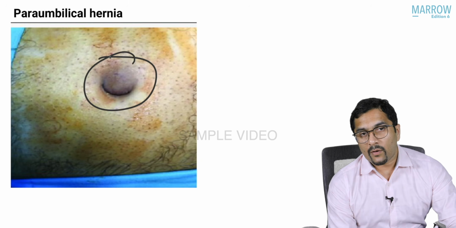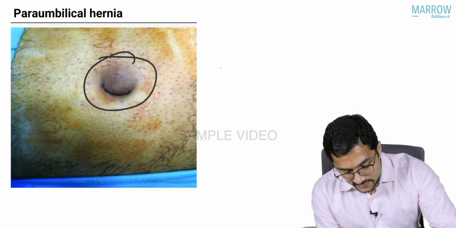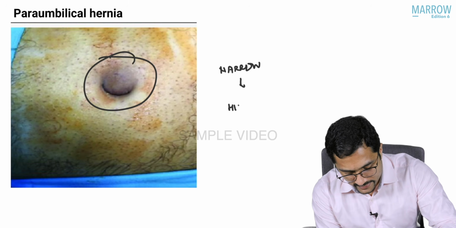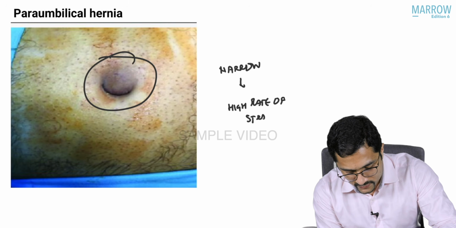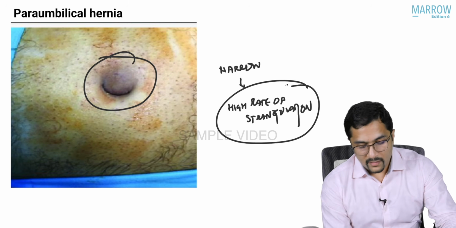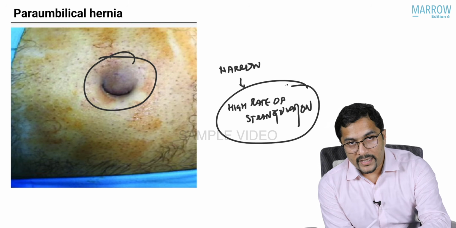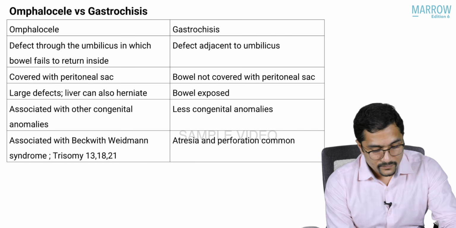Paraumbilical hernia is when the umbilicus forms one of the boundaries of the defect. This is a narrow defect. There is a high rate of strangulation in these patients, and all paraumbilical hernias require surgery because of the high rate of obstruction and strangulation.